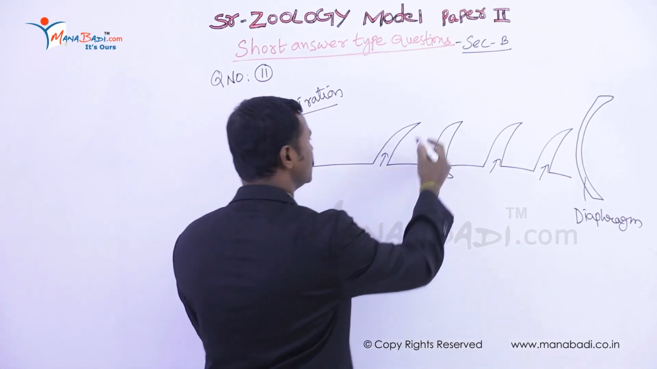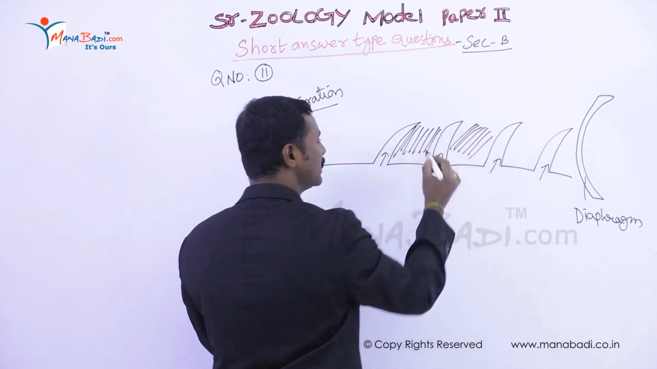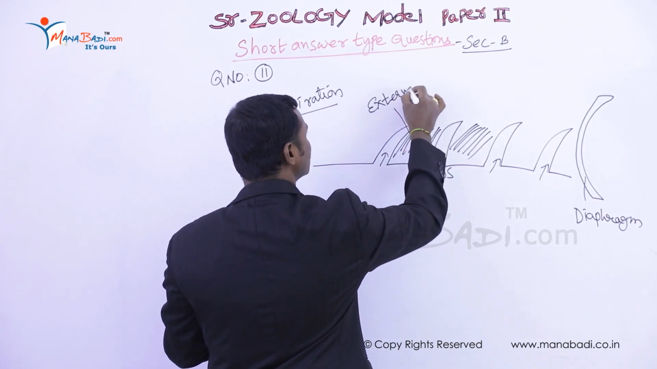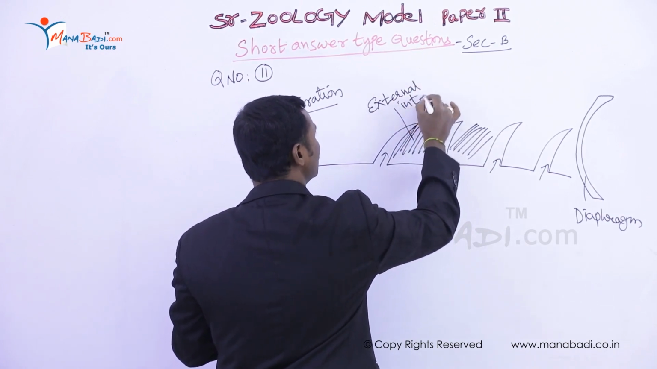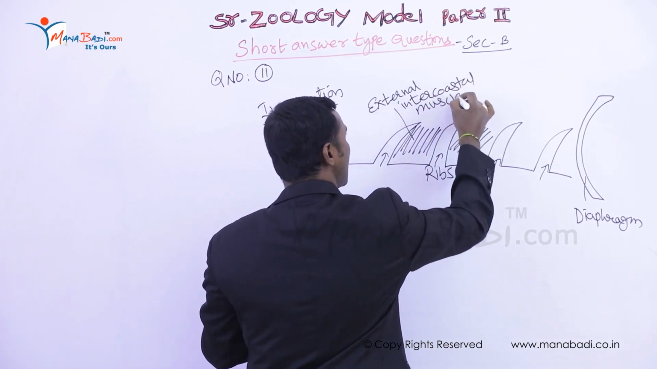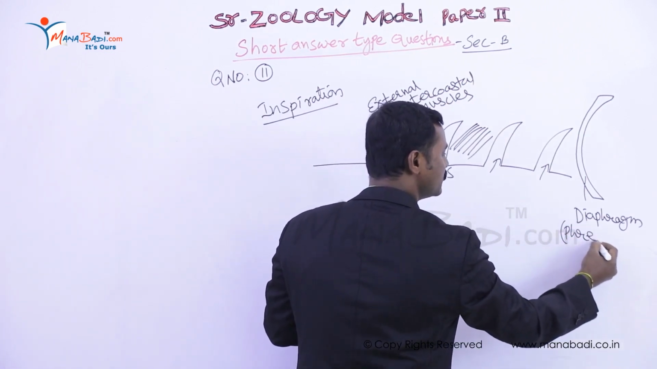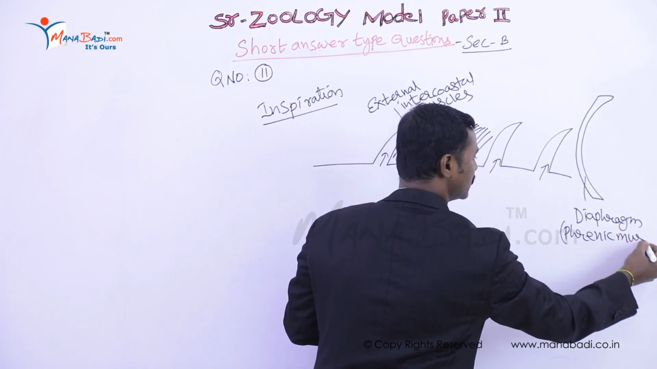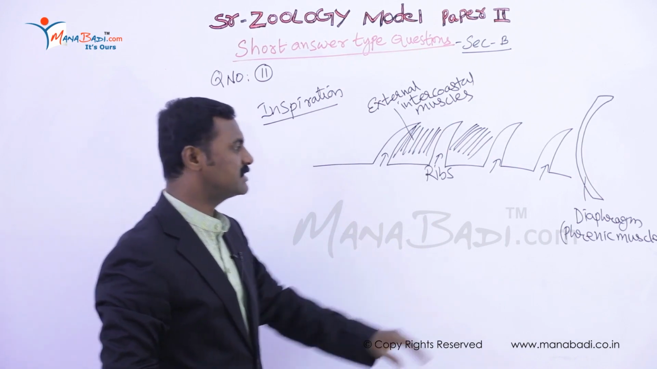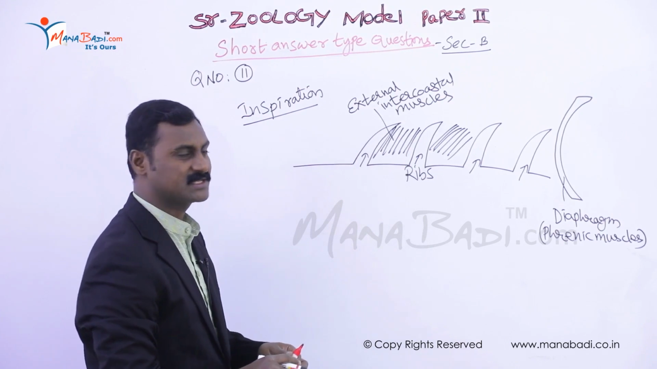Here you see the external intercostal muscles. The muscles present between the ribs are called external intercostal muscles. And the muscles present in the diaphragm are called phrenic muscles. So external intercostal muscles and phrenic muscles are the ones involved in this topic.